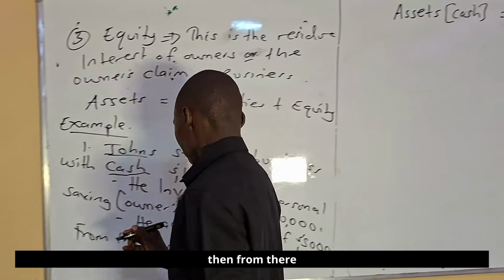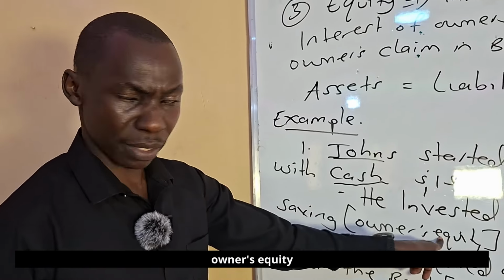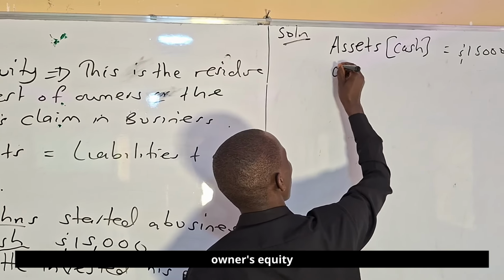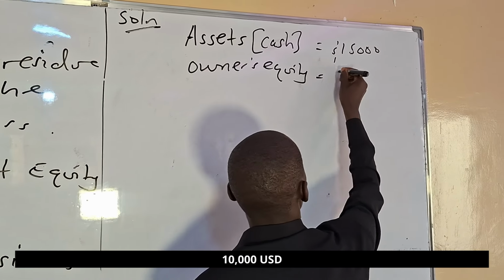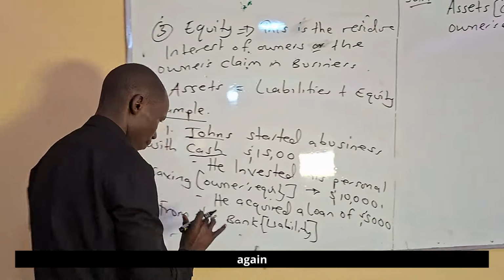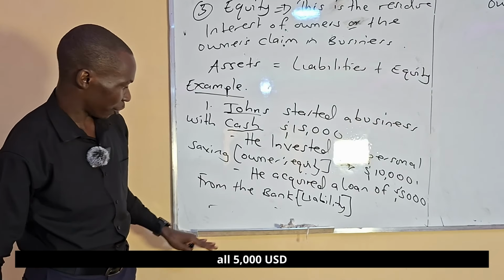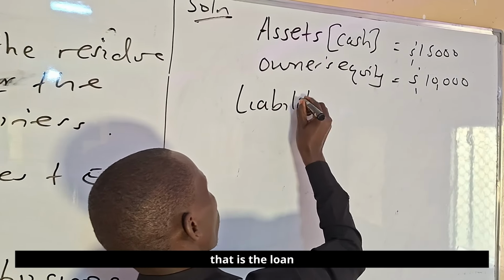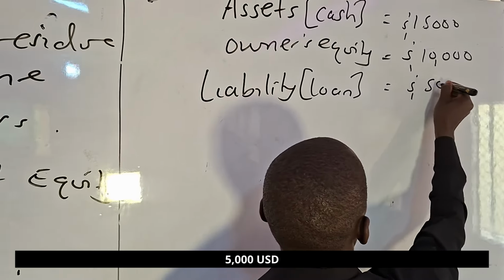Then from there, they are telling us he invested his personal savings, which is owner's equity, which is 10,000. You look here again, because it was not enough. He wanted 15,000, so he acquired a loan of 5,000. So you can bring here the liability, that is a loan of 5,000.